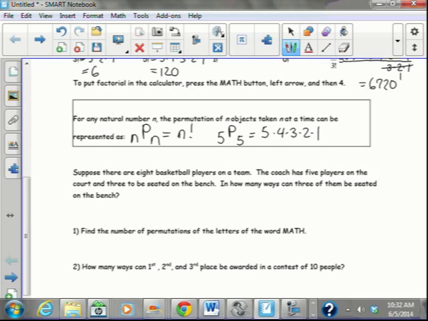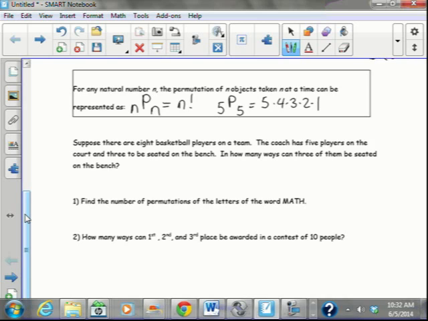Okay, so as we look at this, suppose there are 8 basketball players on a team. The coach has 5 players on the court and 3 to be seated on the bench. How many ways can the 3 of them be seated on the bench? So the coach has 5 players on the court and 3 seated on the bench. So he's got 8 players in total. So our n is 8, permutation, and we're only going to choose 3.